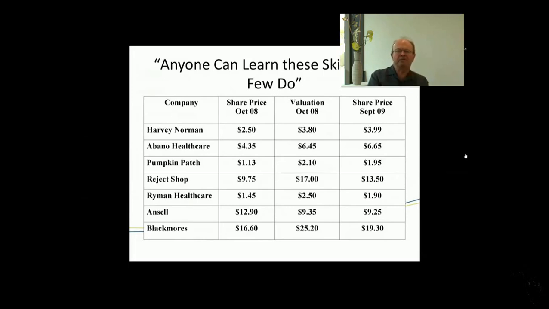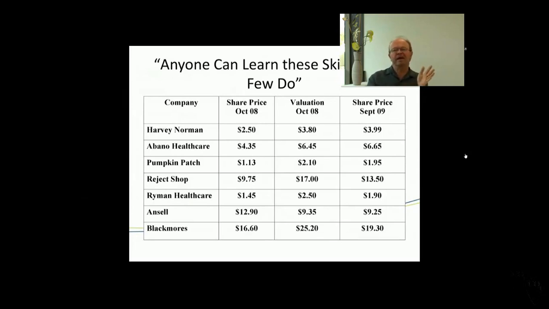Abnormal Healthcare, share price was $4.35, and the student valued it at $6.45. Pumpkin Patch, $1.13, the student valued it at $2.10. This is 10 years ago, October 2008. Reject Shop, $9.75, $17. Ryman Healthcare was $1.45 then, and I had a value of $2.50, and it's now about, I think it's about $14.50, 10 years later.